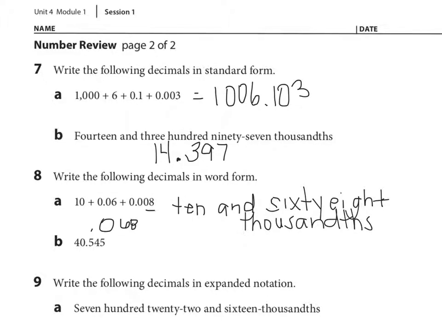B, we have 40 and 545 thousandths. So you're going to write that in word form. 40 and 545 thousandths.